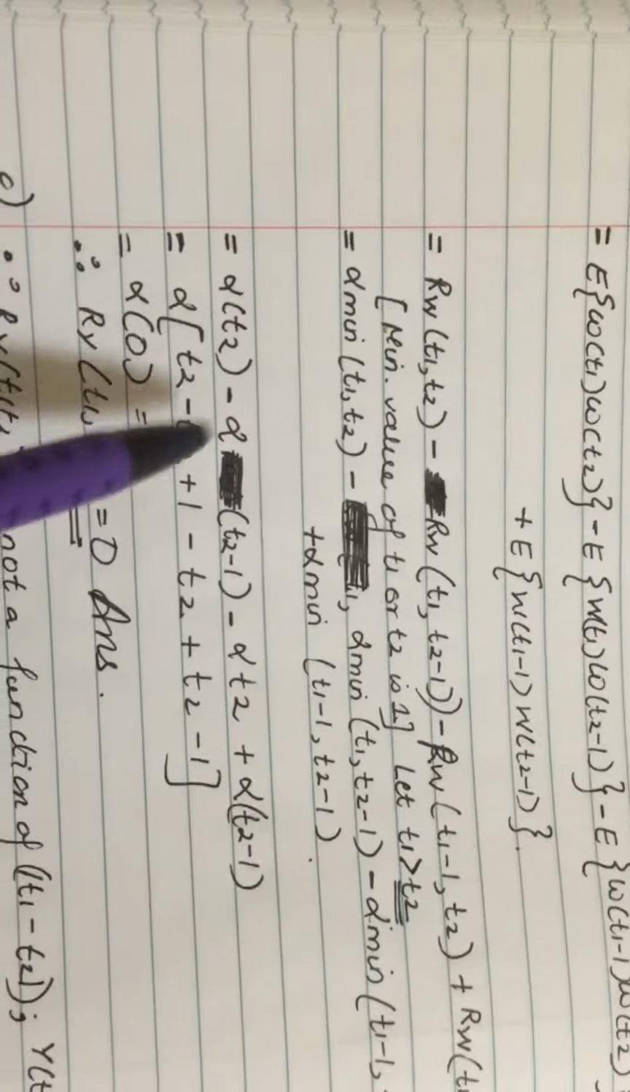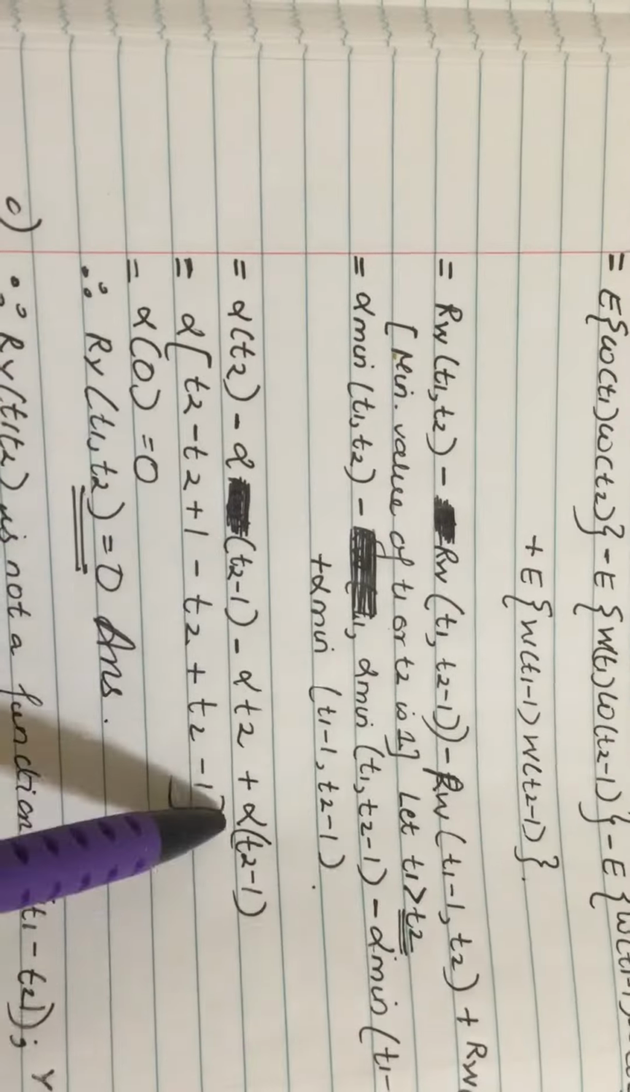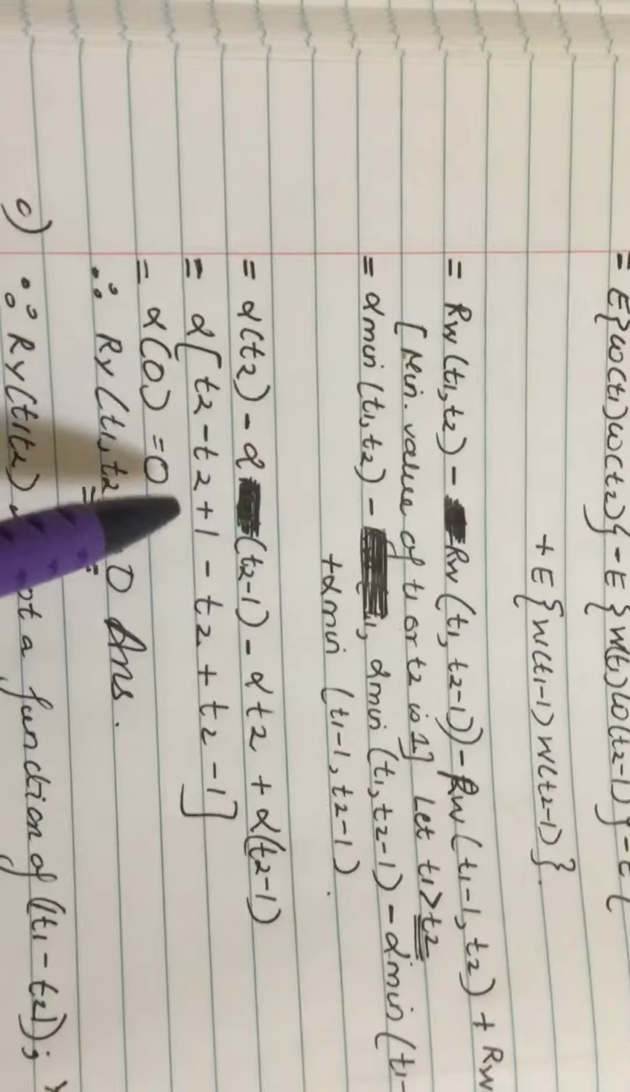So you can take alpha common and you'll be left with this inside, and all of this is 0, so alpha times 0 is 0 and R_Y(t1, t2) is 0.